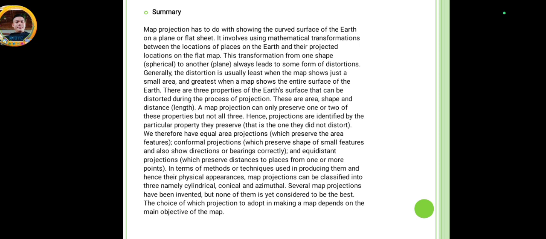So this is the summary. It shows that it is very important to have a map. So that's all.